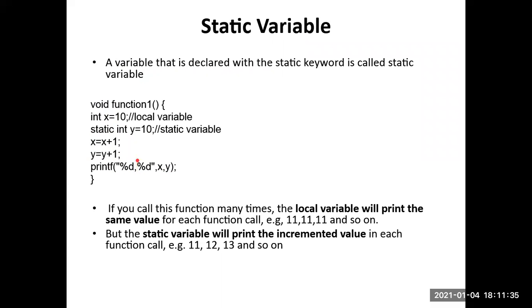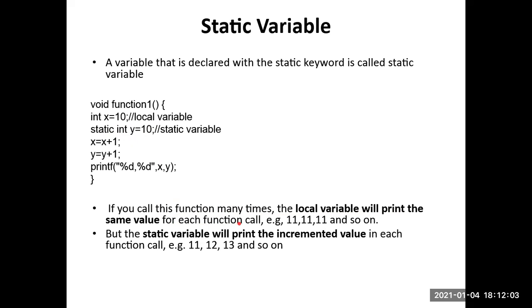So when you do it like this, what happens to the local variables when the program completes execution? Immediately the value will be exhausted, nothing but the value will not be there. It will not preserve the value of a local variable, but when it comes to a static variable, the value will be preserved. That is the reason why the local variable will print the same value for each function call.